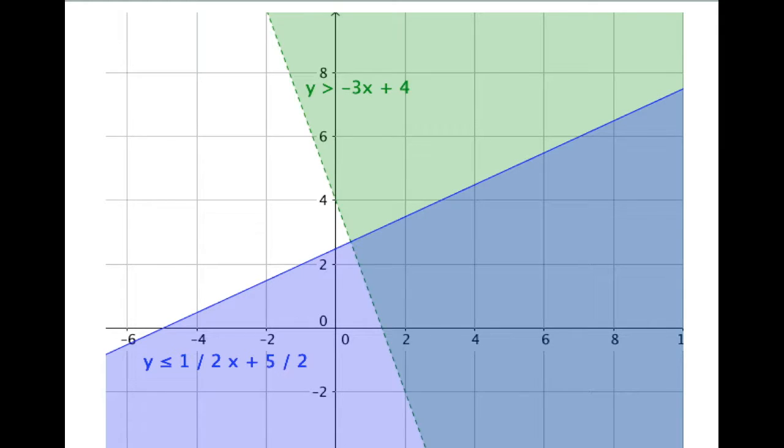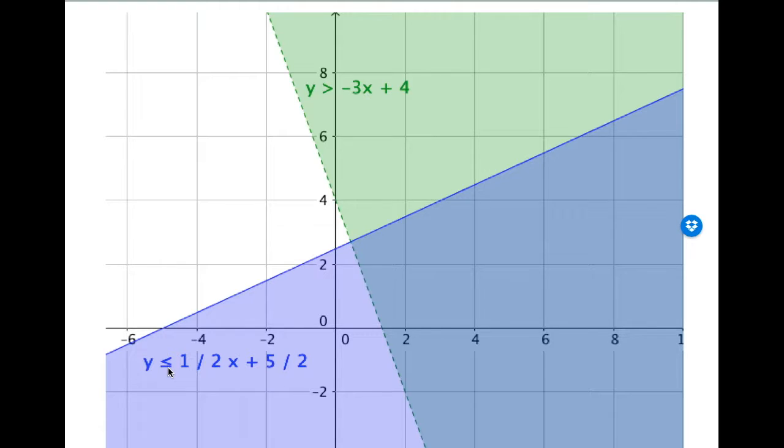This is what your graph should have looked like after you had done the shading and the line. If you notice, the green one has a dotted line because there's no equal to on the bottom. So it's also greater than, so we shade on this side of the line. Whereas this inequality here has a less than or equal to, so it's solid. And our shading is under because it's a less than or equal to.